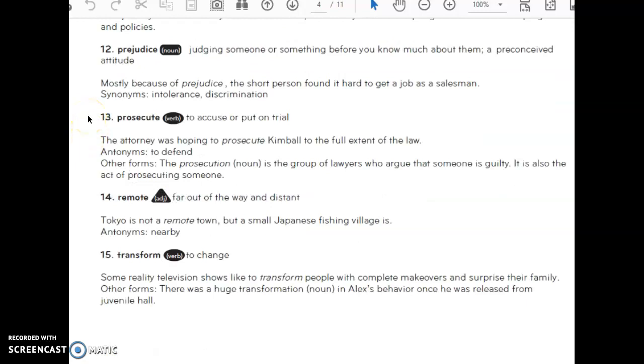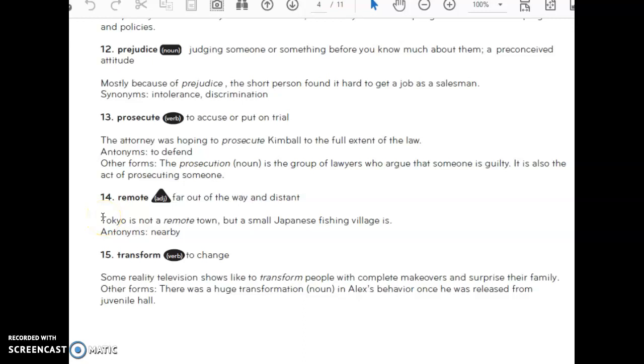13 is prosecute, which is a verb. When you prosecute someone, you're accusing them or you put them on trial. The attorney was hoping to prosecute Kimball to the full extent of the law. An opposite or antonym of prosecute would be to defend them.